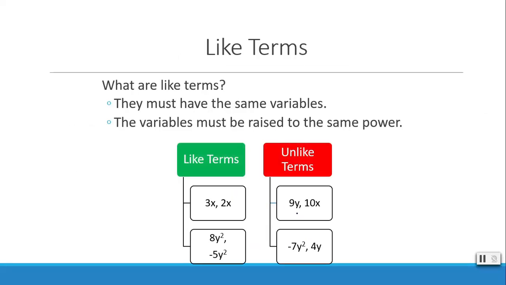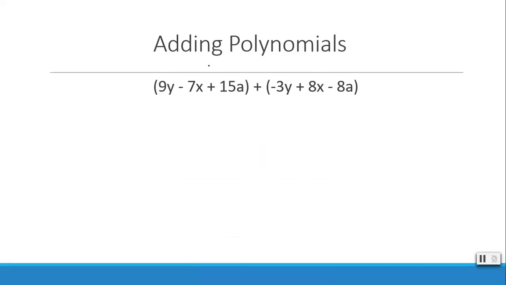Now we talked a little bit about this in Unit 9, but like terms have the same variables, and those variables are raised to the same power. So when you're adding polynomials, essentially what you're doing is looking for your like terms that you can put together. When adding, you can just drop parentheses that are around any of your polynomials.